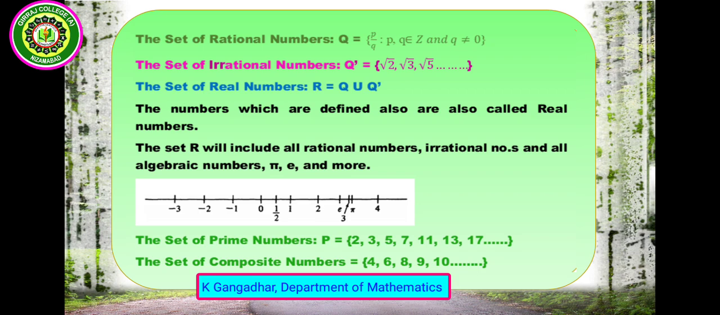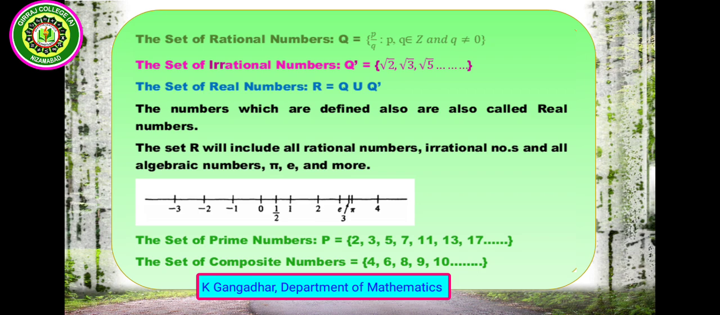Next, suppose we take 2. So is 2 a rational number or not? 2 is also a rational number, in 2 by 1 form. In the definition of rational number, p by q such that p comma q belongs to Z, p comma q are integers. So p comma q are integers means all integers are rational numbers.